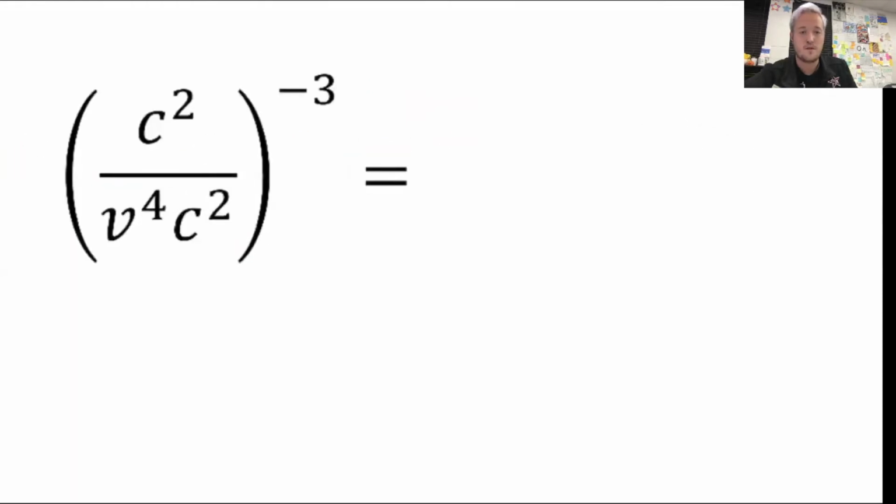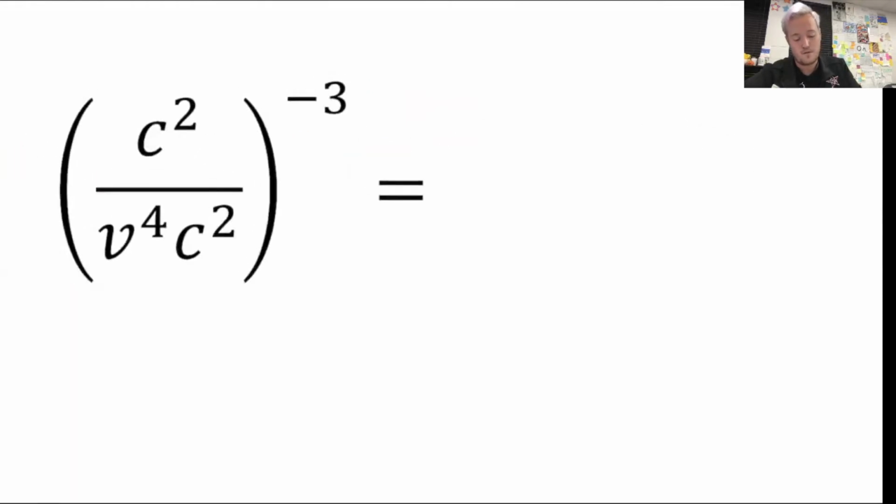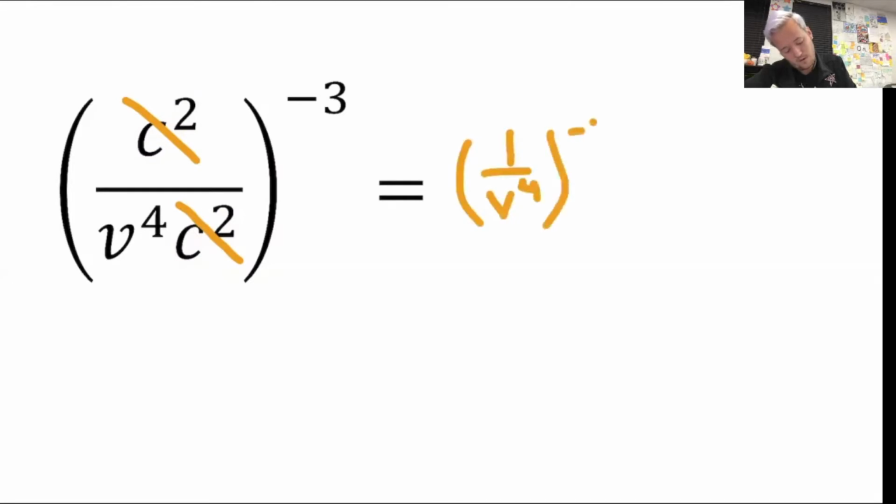All right, next problem here. This is incorporating a little bit of the quotient rule, but also some power property. If you notice here, we have c squared over c squared. Those are the same exact values, so those can simplify. Those are just going to 1. So all I'm left with is 1 over b to the 4th, all to the negative 3rd.